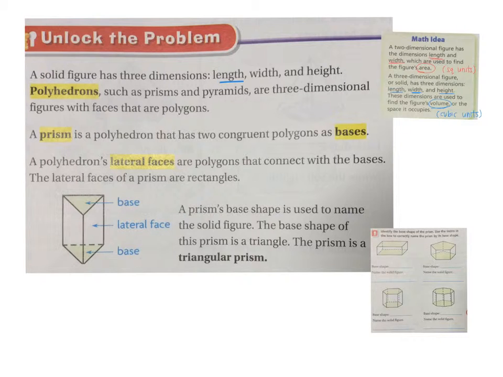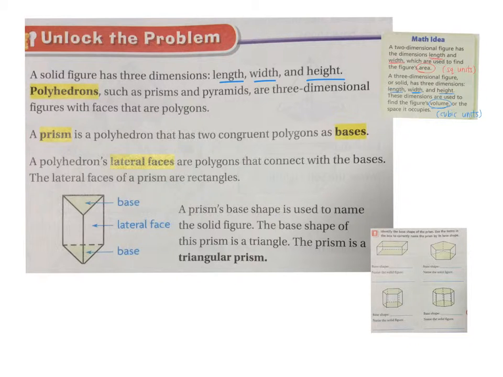We already know that. Polyhedrons. That is a vocabulary word. Everyone say polyhedrons. Polyhedrons are solid figures, such as prisms and pyramids, three-dimensional figures with faces that are polygons. So, for instance, a cube. A face is one side of a 3D figure. So what shape do you see on this face of this polyhedron? A square. Is a square a polygon? Yes. So this is a polyhedron.